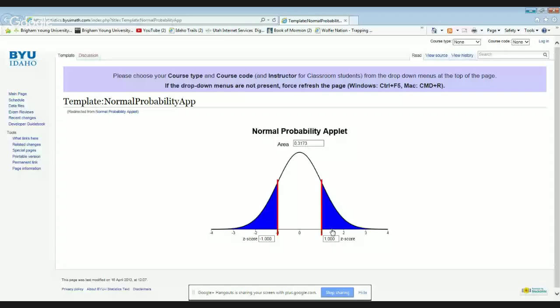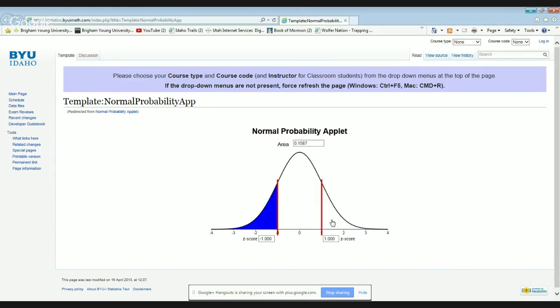So this is the applet. I'm going to take away these values here and say that we're using "not equal to," and so it becomes a two-sided tail. So what we want to do is mark this side and this side. That means there are two tails.